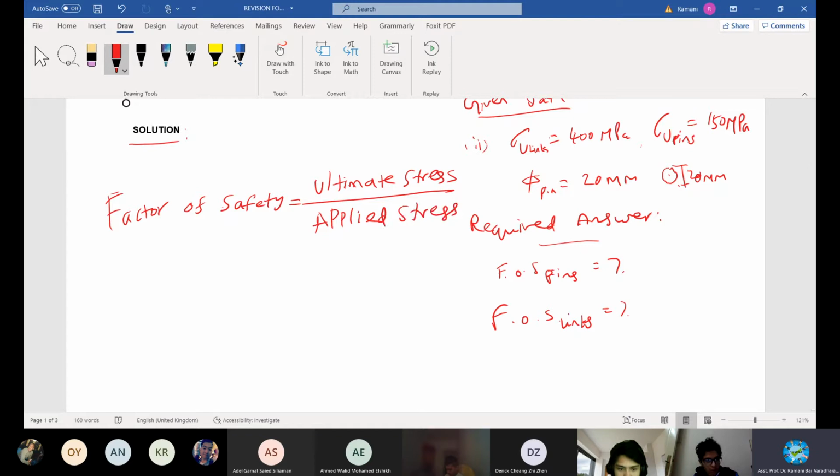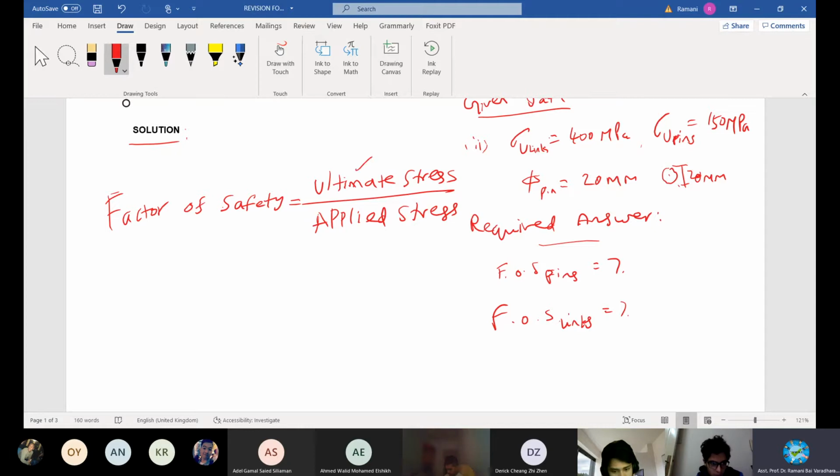You are going to work on this design. Ultimate to applied or allowable. Okay. Ultimate stress to applied stress. Applied means it is going to come from the future loading. Better keep it like this. Otherwise you cannot differentiate. Allowable is a bit confusing. Right. This is the definition.